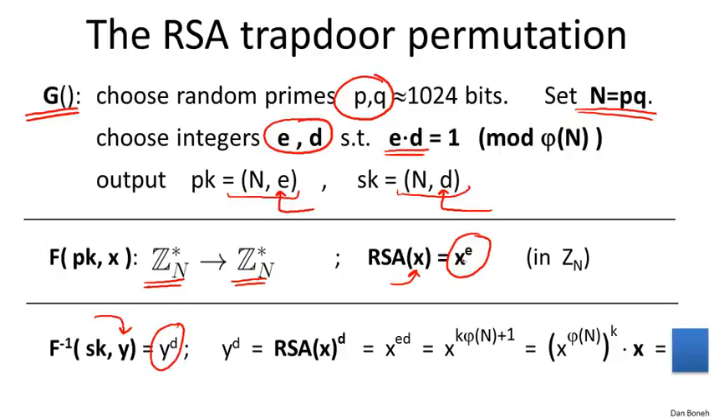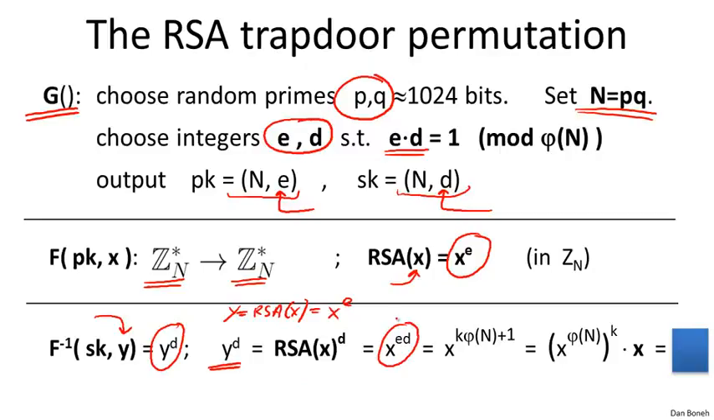So let's quickly verify that f inverse really does invert the function f. Let's see what happens when we compute y to the d. Suppose y itself happens to be the RSA function of some value x. Well, y is simply x to the e modulo n, and therefore y to the d is simply x to the e times d modulo n. Again, just using rules of exponentiation, the exponents multiply, so we get x to the e times d.